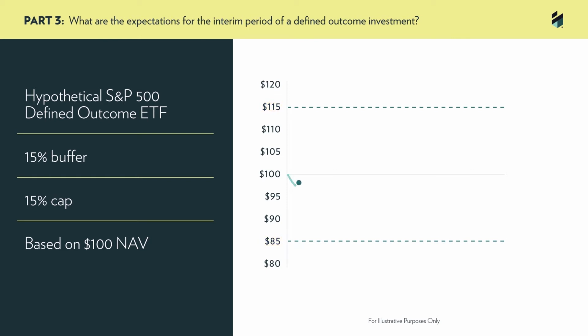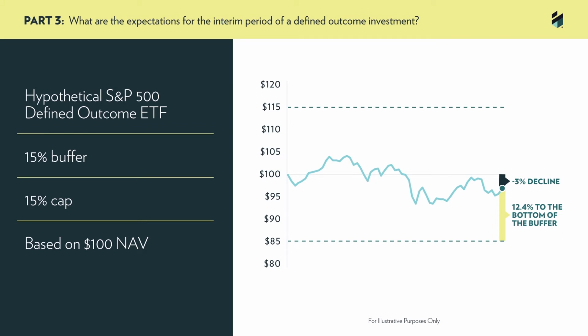Suppose that after some period of time, the price of the ETF has fallen to $97. The cap and buffer price levels are still $115 and $85, but since the price of the ETF has changed, based on the ETF's current price of $97, the cap price level of $115 is now 18.6% away, while the distance to the buffer price level of $85 has reduced to 12.4%.